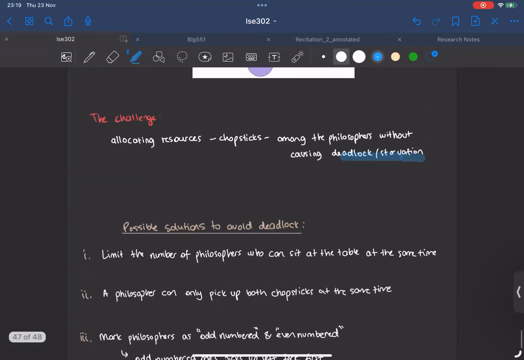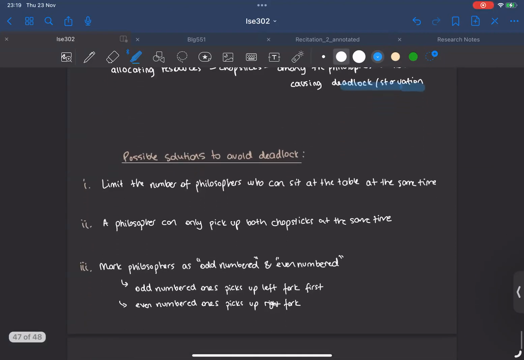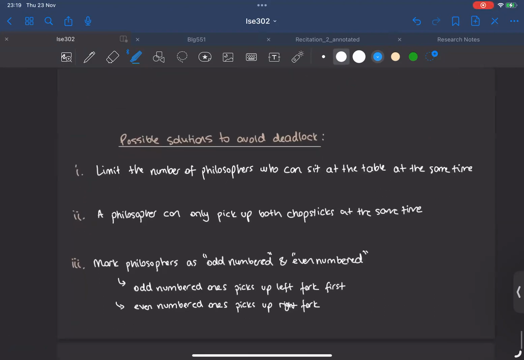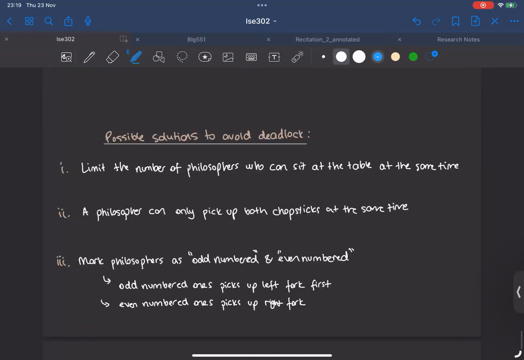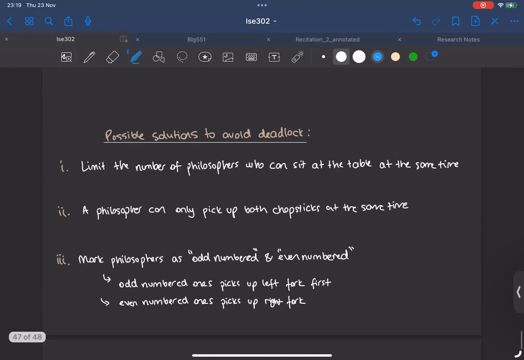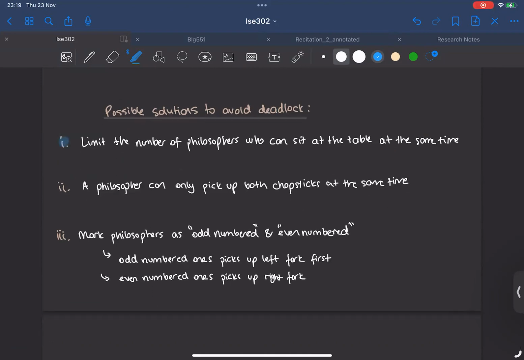So the solutions to the dining philosophers problem frequently involve careful planning and implementation of strategies to provide access to resources in a way that avoids both deadlock and starvation. So several solutions can be used to solve the deadlock problem in the dining philosophers scenario. The following are some proposed solutions.